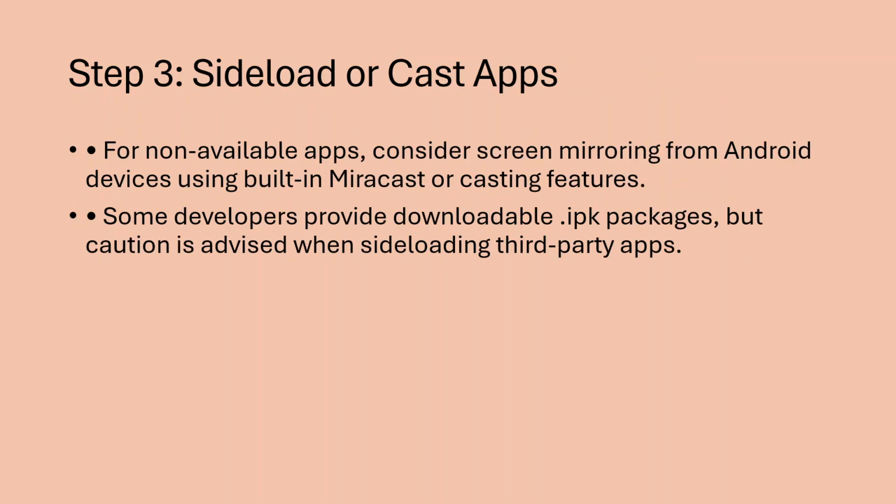Step 3. Sideload or cast apps. For non-available apps, consider screen mirroring from Android devices using built-in Miracast or casting features. Some developers provide downloadable .ipk packages, but caution is advised when sideloading third-party apps.